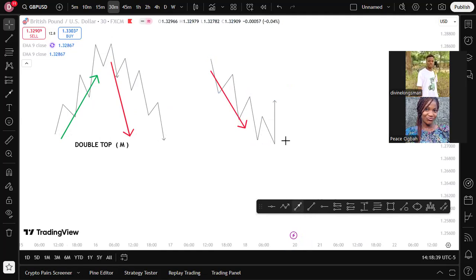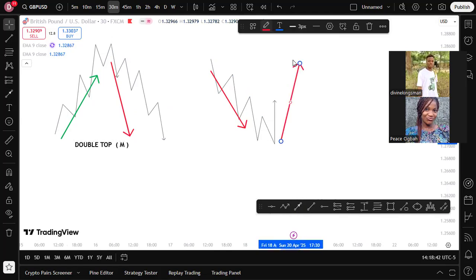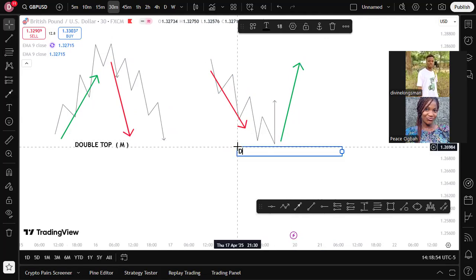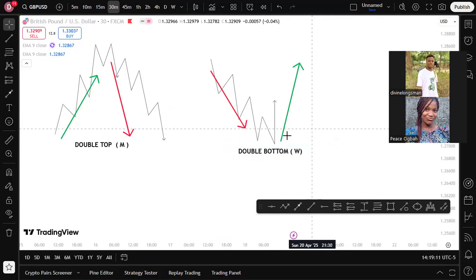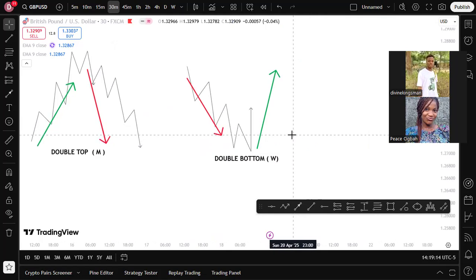You can see we'll start going up in price because the pattern is already giving us the signal that this trend is going to reverse to the upside. For a double bottom, let's type that here. This one is called double bottom. For a double bottom chart pattern, it's giving the indication that price is about to reverse to the upside. So it's a bullish reversal pattern that happened in the market.